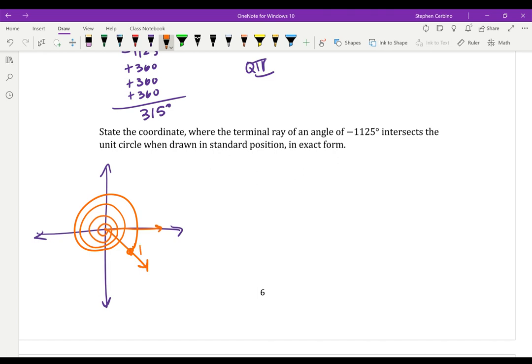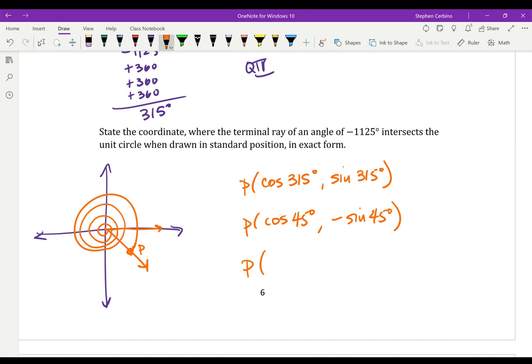So this point on the unit circle, point P, has a coordinate of cosine of 315, comma sine of 315. But we know that 315 has a reference angle of 45. So this is the cosine of 45. And since we're in quadrant 4, it's a negative sine of 45. And we know from our chart, the cosine of 45 is the square root of 2 over 2, and the sine of 45 is negative square root of 2 over 2. All right. Moving right along.